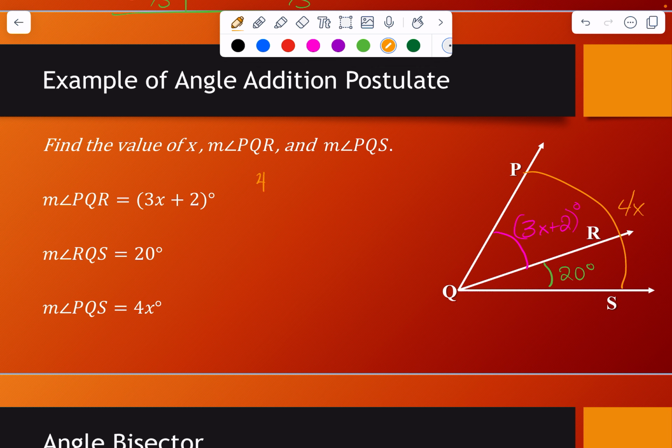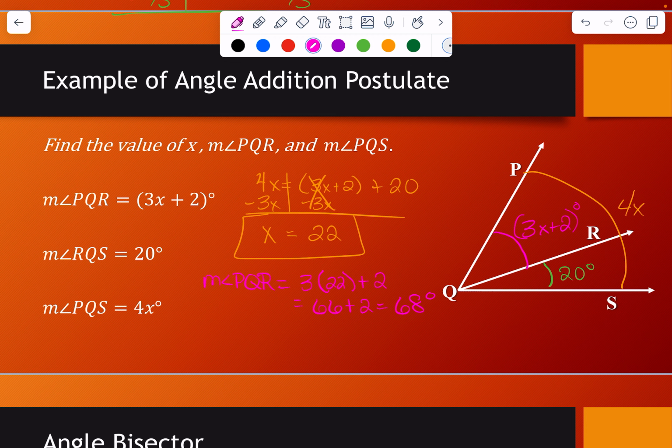The first thing I know is that 4X is equal to 3X plus 2 plus 20. So with that, I can subtract the 3X from both sides. Now I have X is equal to 2 plus 20, which gets me 22. So there's our first answer. Now we want to find PQR. So the measure of angle PQR is equal to 3 times X, which was 22, plus 2. So 3 times 22 gets me 66 plus 2, which is 68 degrees.